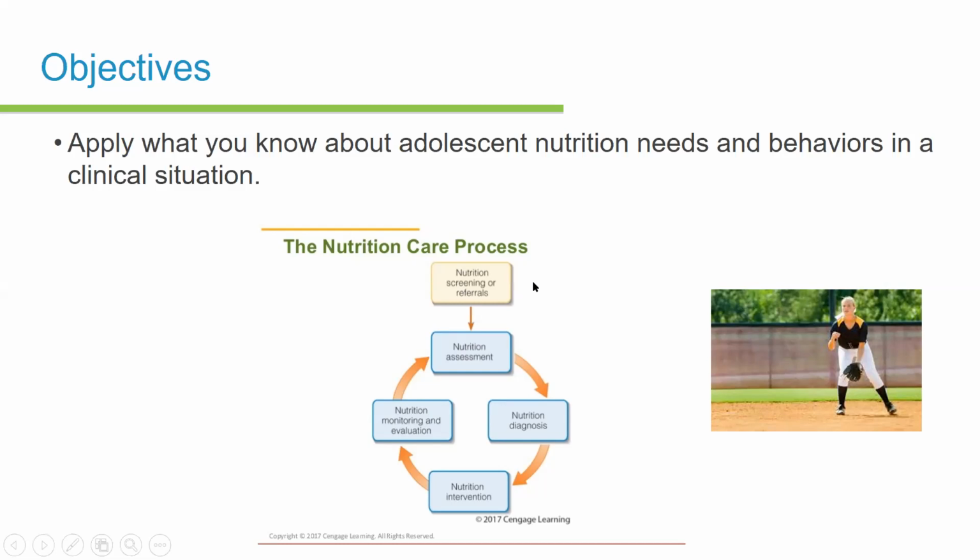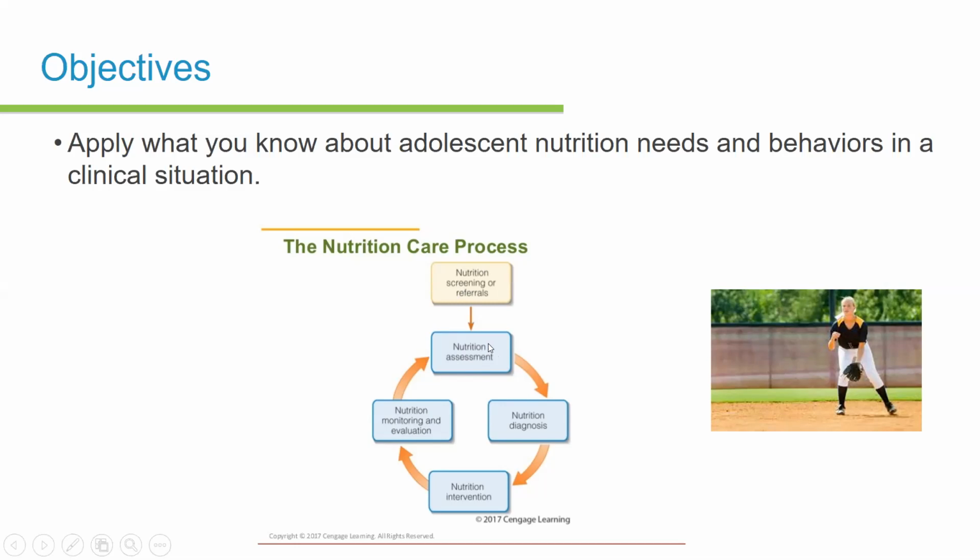So if you had a teenager, let's pretend we have a teenage athlete and she was having a nutrition problem, that would start with either a referral, so some kind of healthcare professional believing that she needs help, or maybe she did some type of screening where they identified she might have a problem. So in that case, we would go on to the second step, which is thinking about a full-blown nutrition assessment.